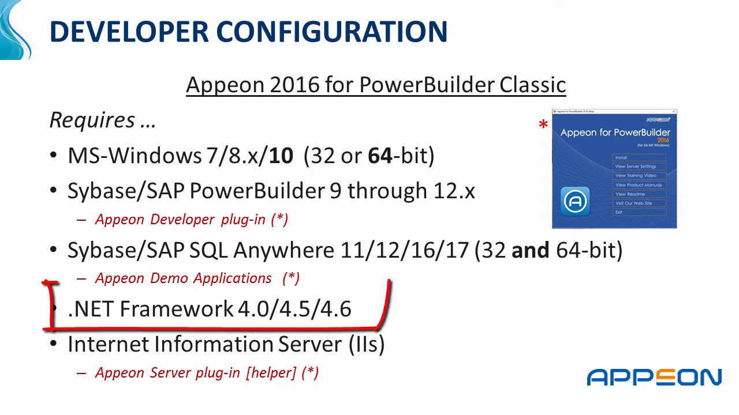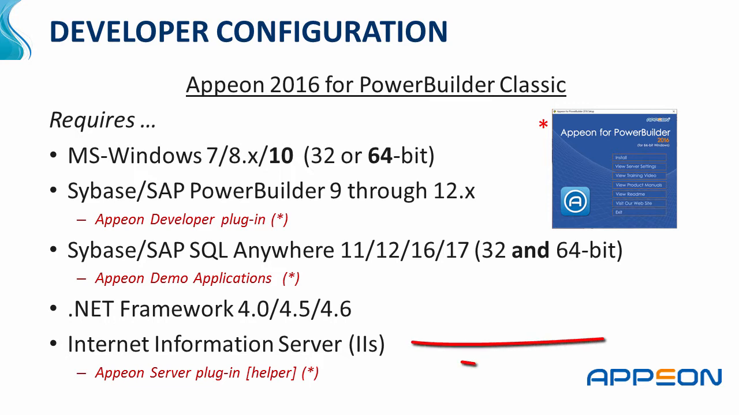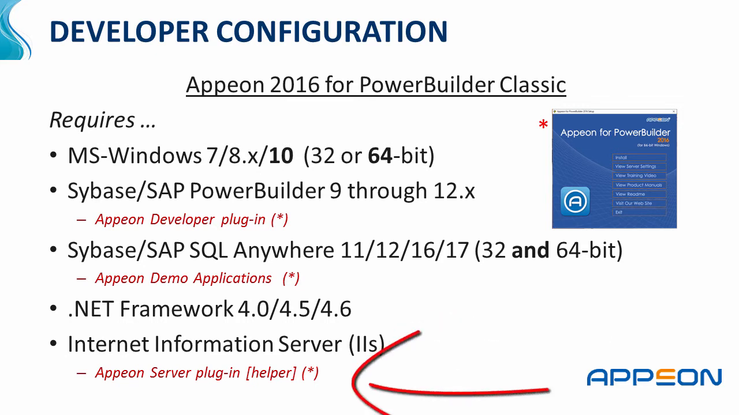The next thing, of course, is the .NET framework itself has to be there, version 4, 4.5, or 4.6. And this relates to what version of Windows you have installed as well. We'll cover that in more detail as we go through the tutorial. The last major piece, of course, is the Internet Information Server, IIS, where the Appeon for PowerBuilder installer will install the Appeon server. However, it's really not a server. It's a plugin or helper to the IIS web/application server.